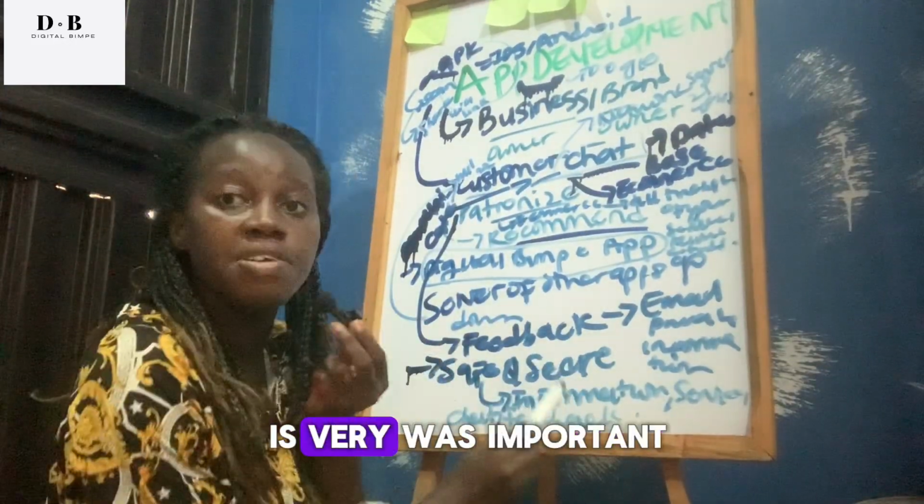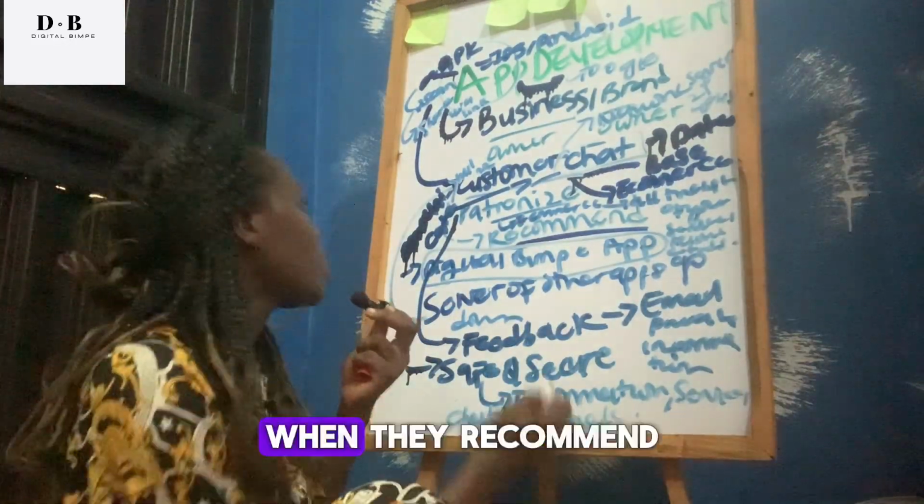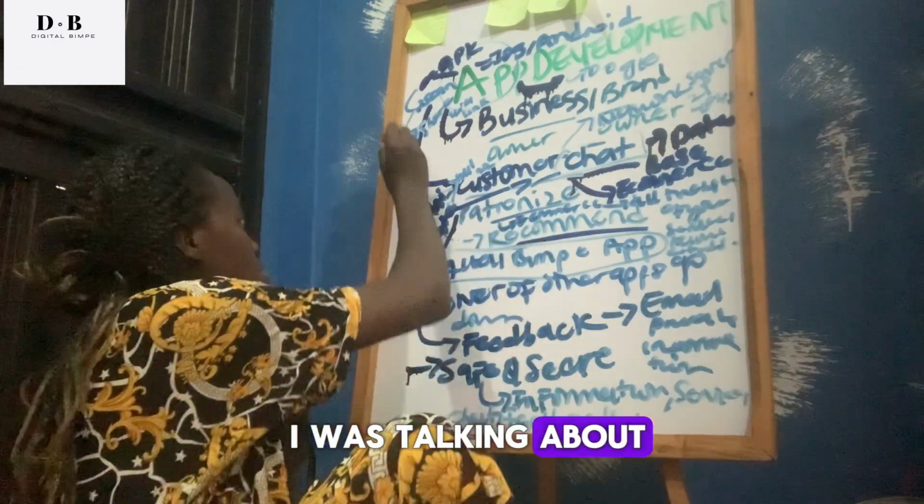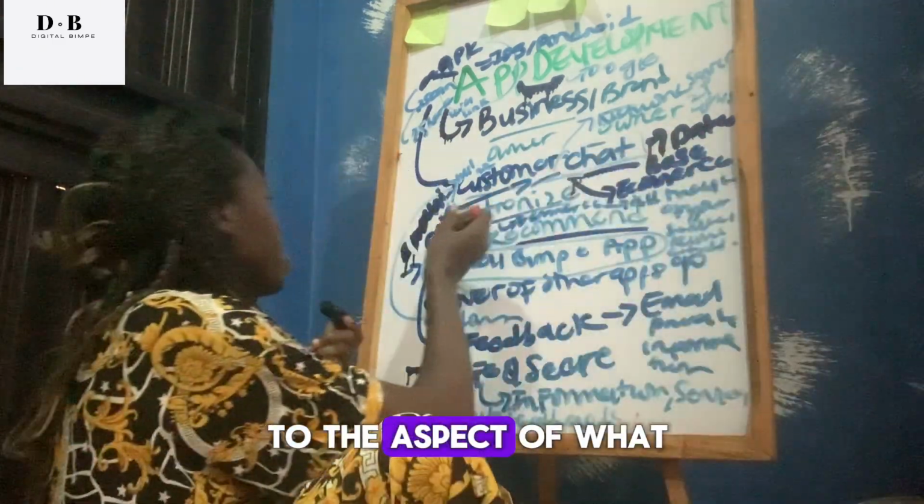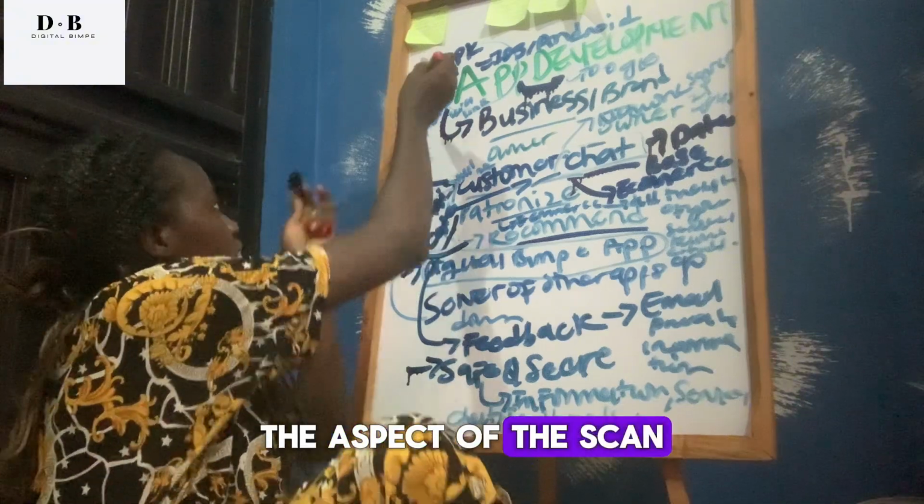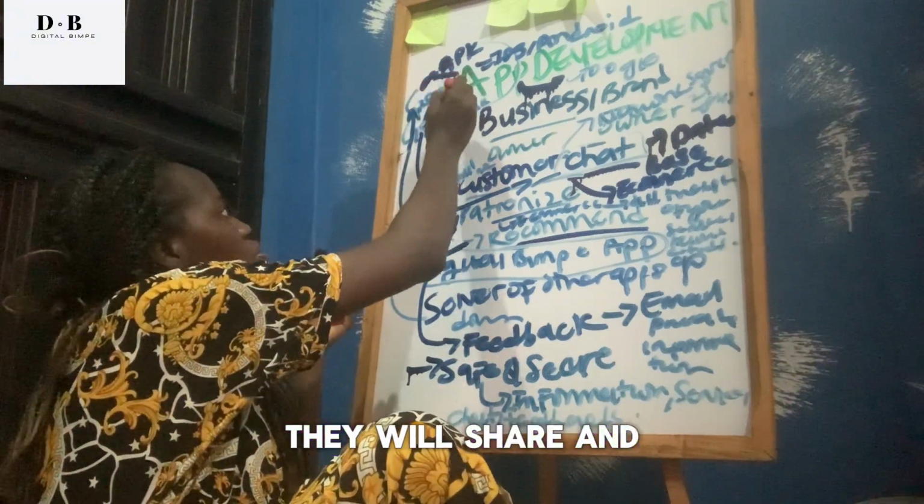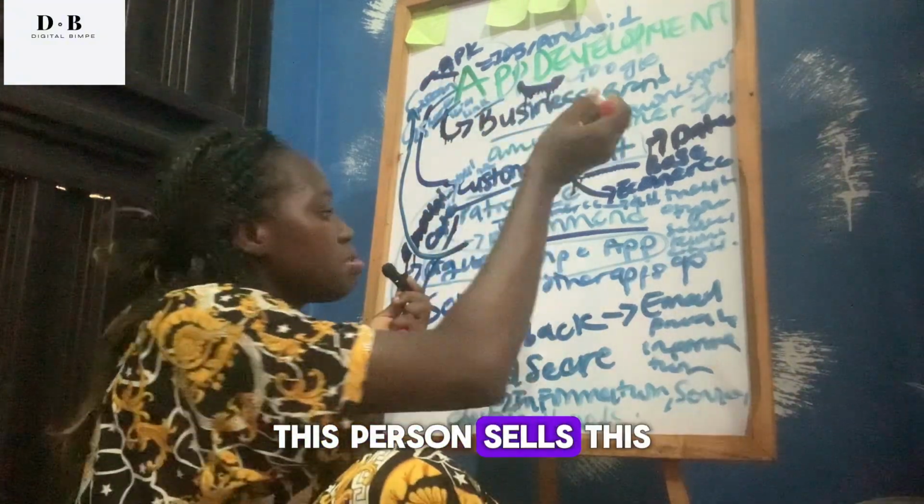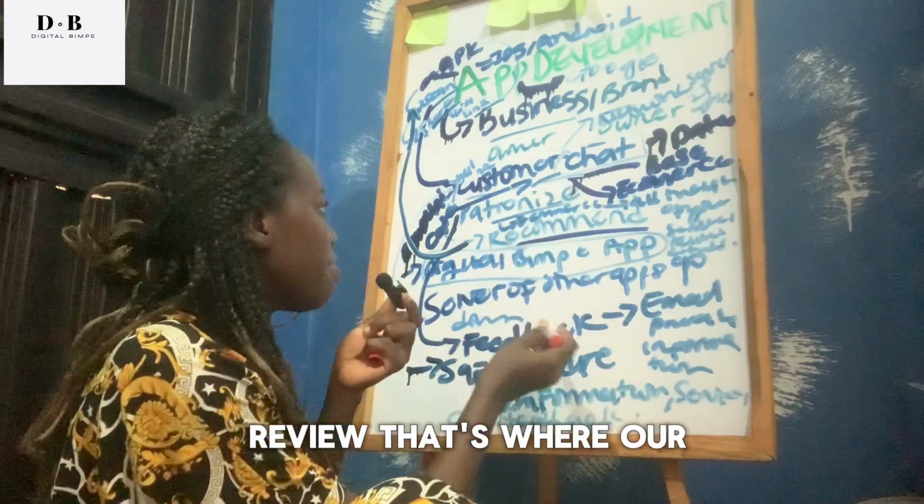You can see that it's very important. So when they recommend, they will still go back to where I was talking about. They will go back to the aspect of this scan, where they will scan, they will share, and they will link it. This person sells this, so she's very good. Look at her review. That is where that recommend comes in.